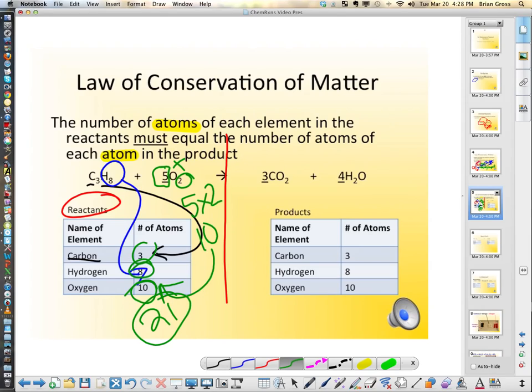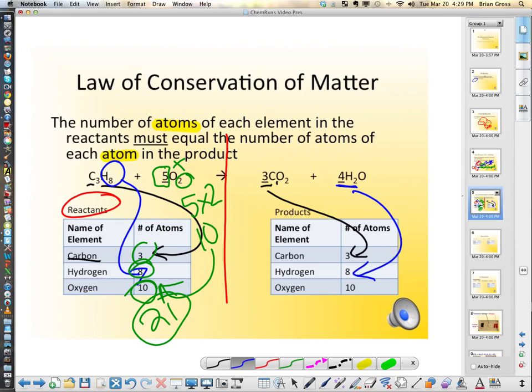So now let's move over to our product side. And we are going to start this process over again. We are going to look and see what's going on. So first we're going to do carbon. So here's that coefficient. And whenever there's not a subscript, you can just say it's 1. So 3 times 1 is 3. And that's here.